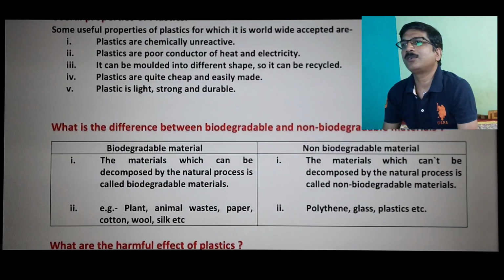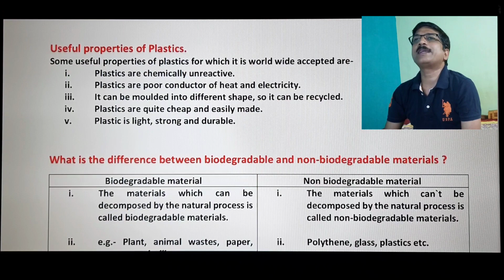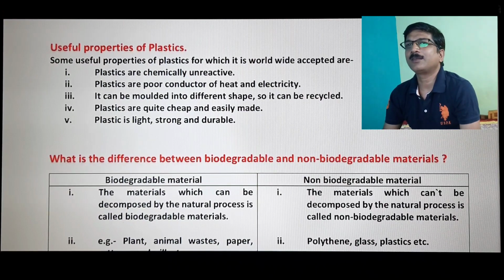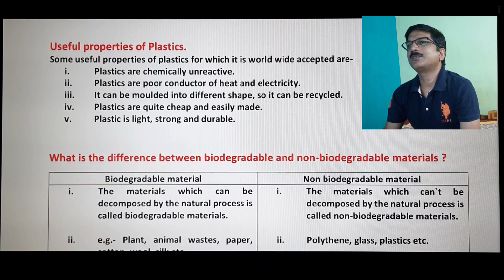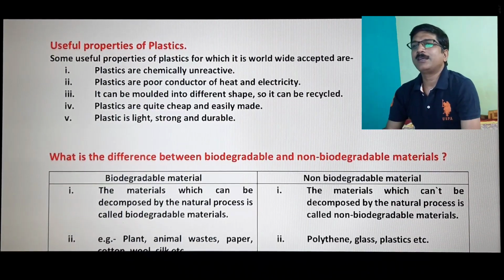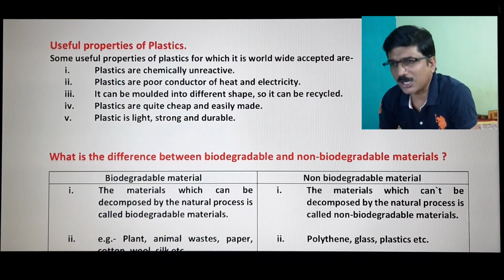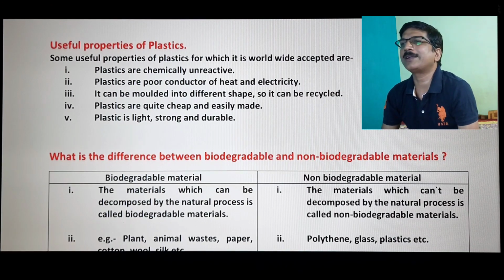Let's see. First one. Plastics are chemically unreactive. Like iron, it cannot react with water or air. It cannot form oxides. It cannot get rust. So these are the chemically unreactive properties.